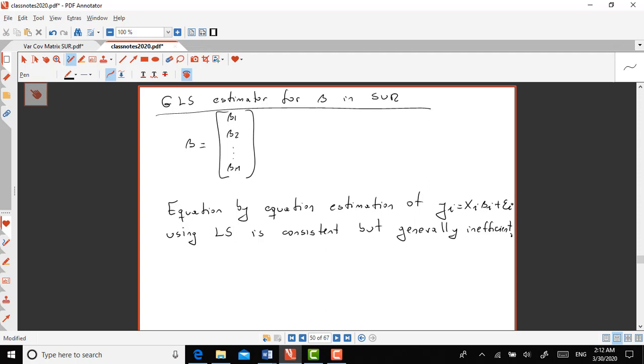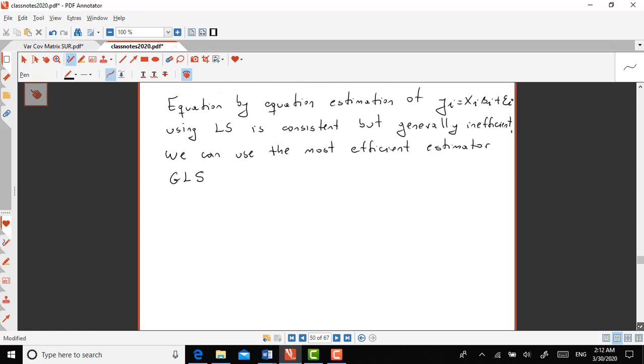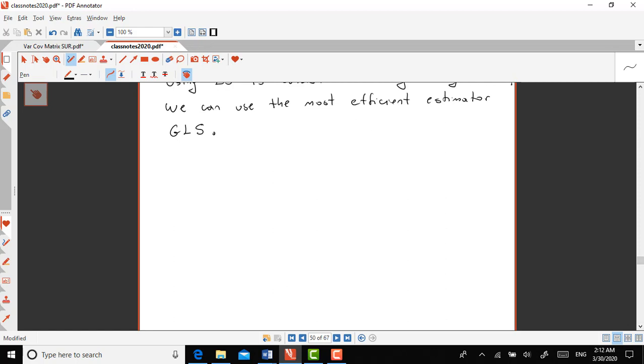Okay, so to improve efficiency, to get an estimator that's more efficient, we can use the most efficient estimator, which is generalized least squares. Okay, now how does that work? Before we do that, let's write a generalized linear regression model for SUR.